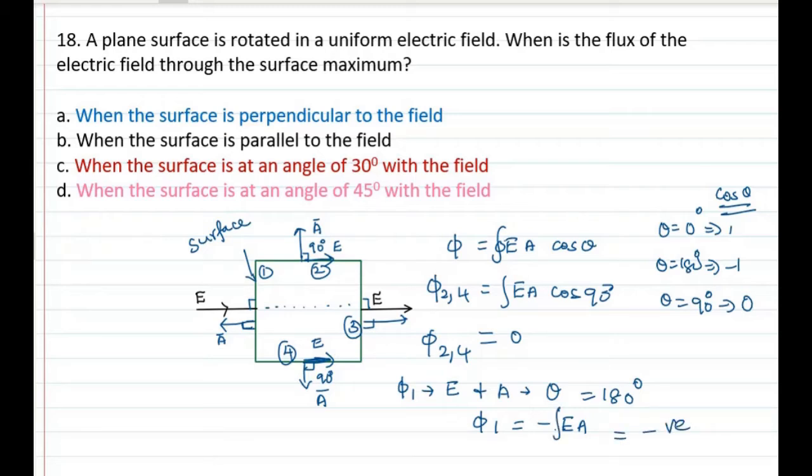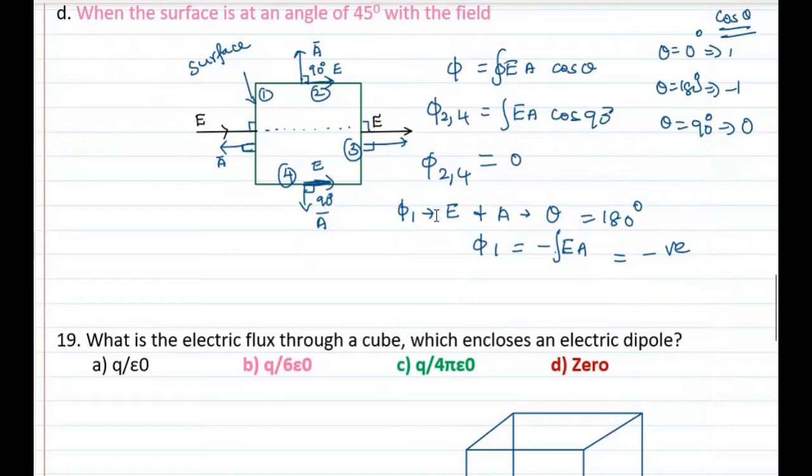And for surface 3, what will be the value? For surface 3, E and A are in the same direction. So theta will be parallel. E and A are parallel in the same direction, so theta will be equal to 0 degree. Therefore cos 0 is 1, and we get EA.